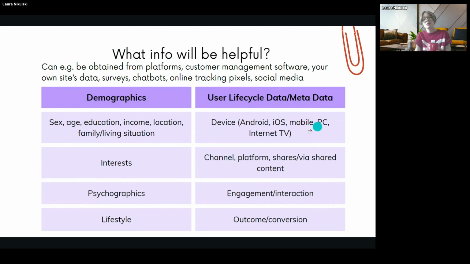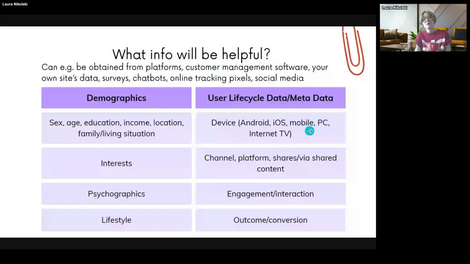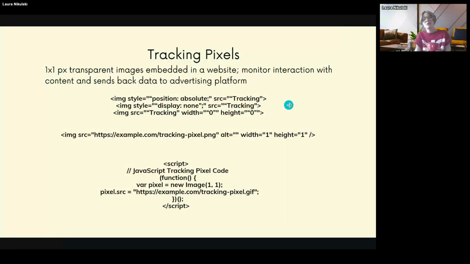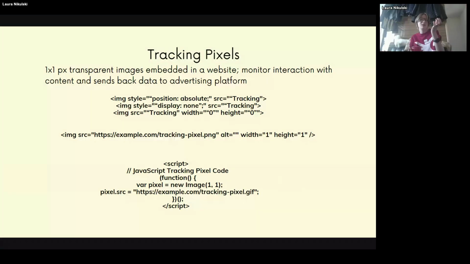And specifically about pixels, right? I was always curious, what does that actually mean? And so what it is, literally, is something called a little transparent image, with dimensions of 1 by 1 pixel, so really teeny tiny, and it's embedded in a website. And what a pixel does is it monitors interactions with content and sends that data back to advertising platforms.